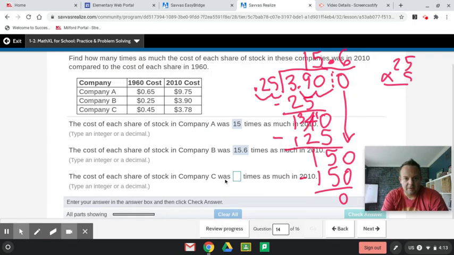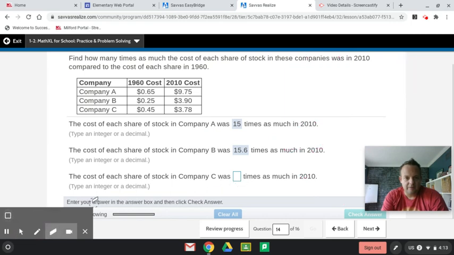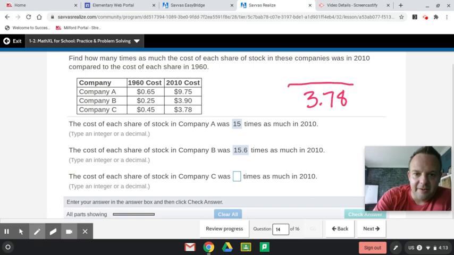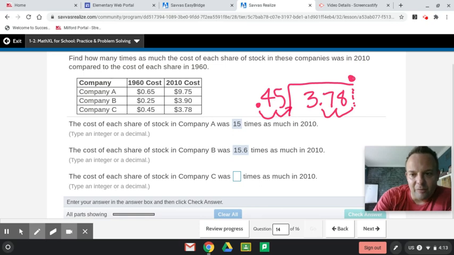And then C. Share of stock C, $3.78 divided by 45 cents. Can't have a decimal here, so we're going to move it over 2 places. Move this one over 2 places. Rise, oh great decimal, rise. 45 goes into, nope. Let's see, 45 times 7. Let's see if 7 works.